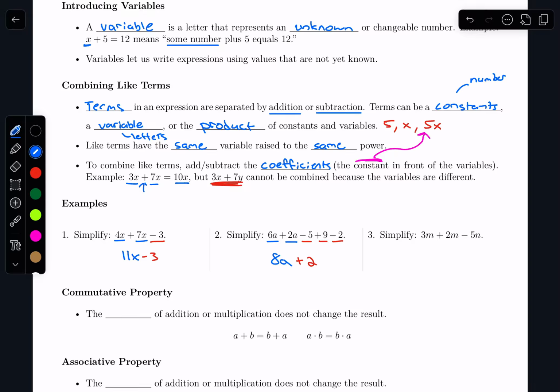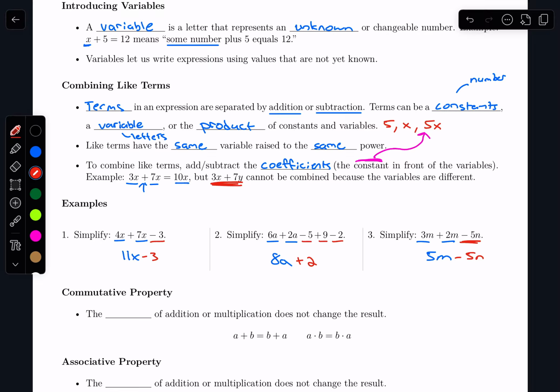Last one, number 3, we have 3m plus 2m minus 5n. Notice the letter changed, okay, different variable for the 5n. So we're going to combine like terms. 3m plus 2m is 5m, but that negative 5n is going to stay separate because it has a different variable.